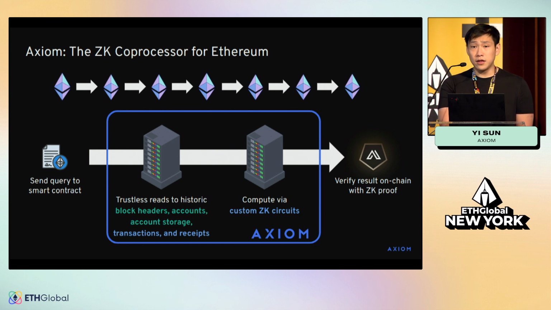Once you have that data, you can do computations on top of it with custom ZK circuits and get to a result that your on-chain application is interested in. We provide a zero-knowledge proof that those results are actually correctly computed and come from data which actually comes from Ethereum. So that means that you can rely on data results that come from Axiom with the same cryptographic guarantees as something you're accessing directly on-chain.